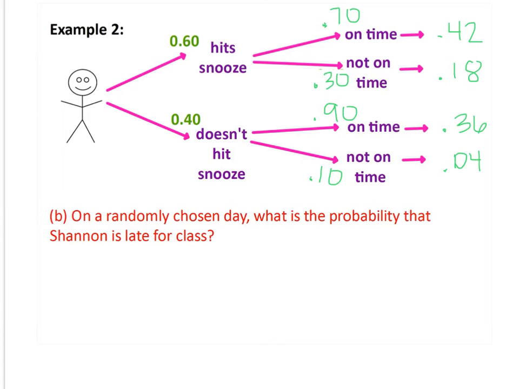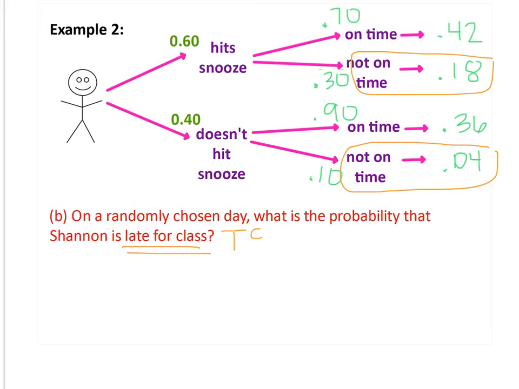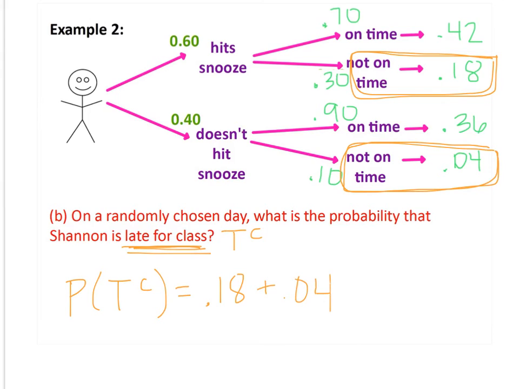I filled in my little probabilities from part A. So B says, on a randomly chosen day, what is the probability that Shannon is late for class? Well, if I think about my tree diagram, there's two branches where she's late for class, or doesn't make it on time. The first one is right here, and the second one is right here. So to find the probability that she doesn't make it on time, I would add together these two branches. So 0.18 plus 0.04 tells me that there's a 22% chance, or 0.22 chance, that she's late for class. And how I did that was adding together my final branches of not making it to class on time.